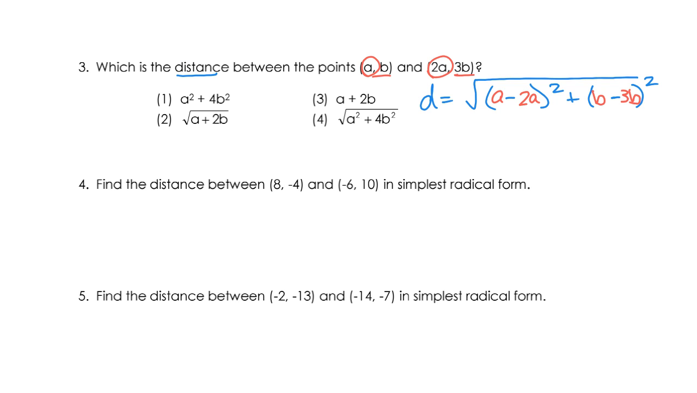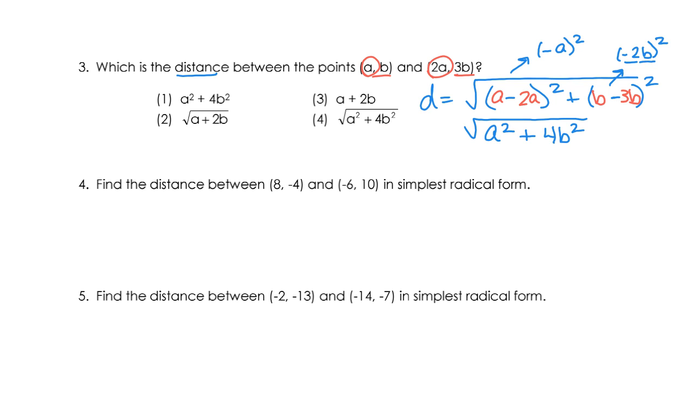Now we're going to clean it up. The square root comes down with each step until the end. A minus 2A is negative A, and negative A squared is A squared, right? Anytime you square it, it's got to be positive. Keep the plus sign. B minus 3B is negative 2B, and when you square that, you have to square the negative 2, which becomes a 4, and you have to square the B, which is B squared.